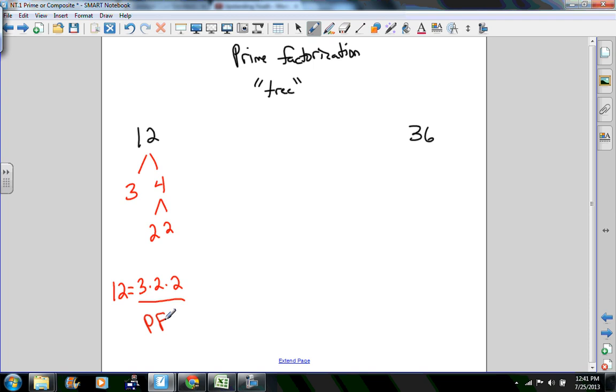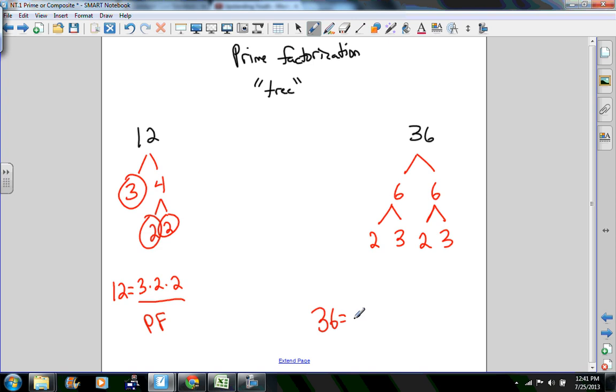Okay? So for 36, lots of different ways we could do this. Oh, one other thing to note, the prime factors are the ones that are on the ends of the tree. So I forgot to mention that, ends of the tree. So for this one, we could break this up into 6 and 6, or we could do 2 and 18. It'd give us the same thing. So then 6 can be broken up into 2 and 3. So we know those two are factors. The 6 can also be broken up into 2 and 3. So those are also factors. So 36, prime factorization is 2 times 2, times 3 times 3. And you can write that really any way. It doesn't matter. Okay?